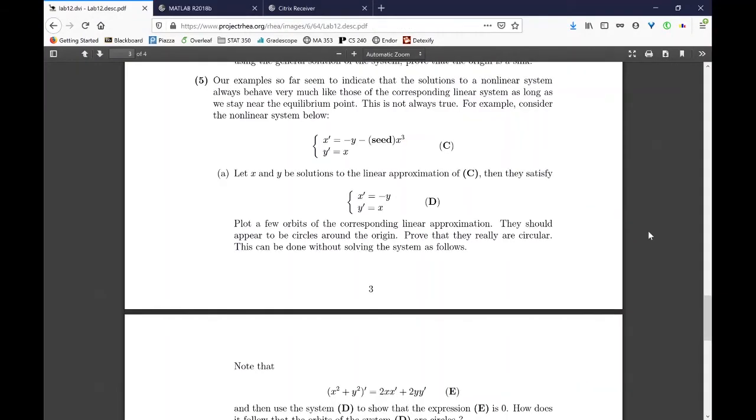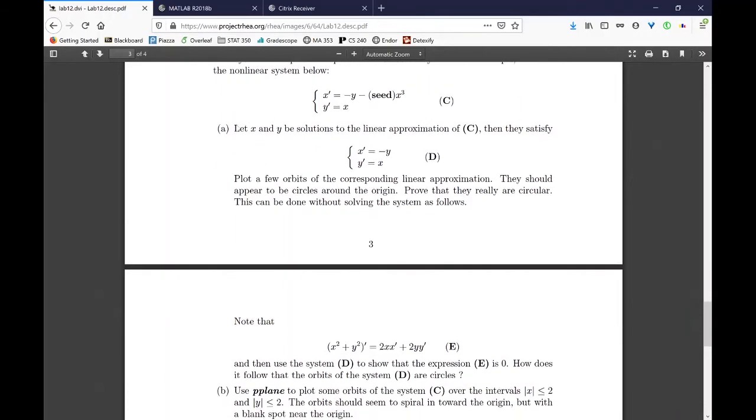And finally, for number 5, our examples so far seem to indicate that the solutions to a nonlinear system always behave very much like those of the corresponding linear system as long as we stay near the equilibrium point. This is not always true. For example, consider the nonlinear system below. x prime is equal to negative y minus seed times x cubed. The seed for this lab is going to be 13. So x prime is negative y minus 13x cubed, and y prime is equal to x.